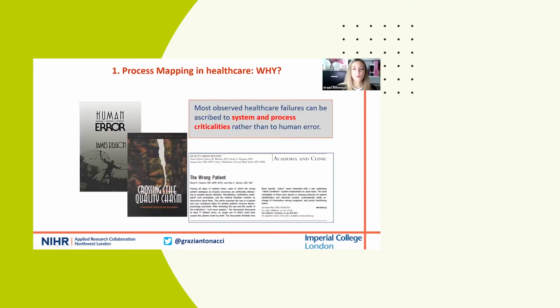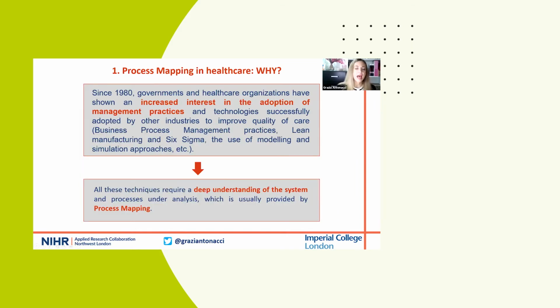As a consequence of this complexity, most observed failures in healthcare may be ascribed to system and process criticalities rather than to human errors. And to tackle this challenge, since 1980, governments and healthcare organizations have shown an increased interest in the adoption of management practices and technology already successfully adopted by other industries, such as business process management practices, lean manufacturing, Six Sigma, and the use of modeling and simulation approaches. All these techniques require a deep understanding of the system and processes under analysis, which is usually provided by process mapping.